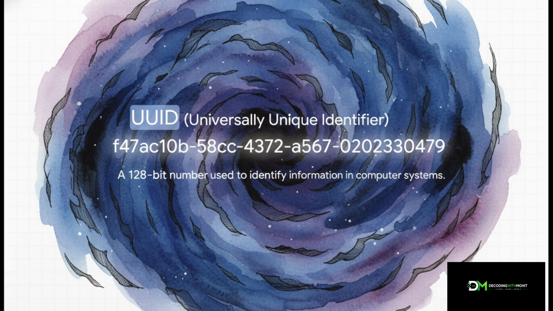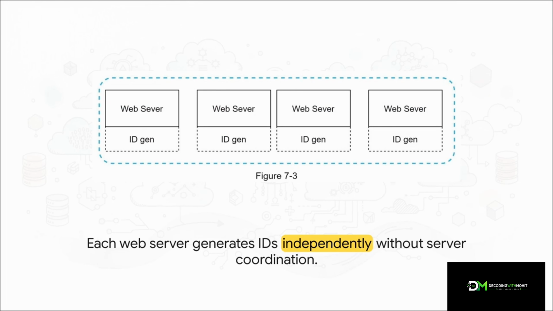All right, next up to the plate is something you have definitely seen all over the web, the UUID, or Universally Unique Identifier. Now, the beautiful thing about UUIDs is that there's no central coordination needed. Every server can just mint its own ID whenever it wants. The number itself is so massive and so random that the probability of 2 servers ever creating the same one is astronomically small. We're talking you'd have to generate 1 billion of these every second for 100 years to even have a 50% chance of a single collision.